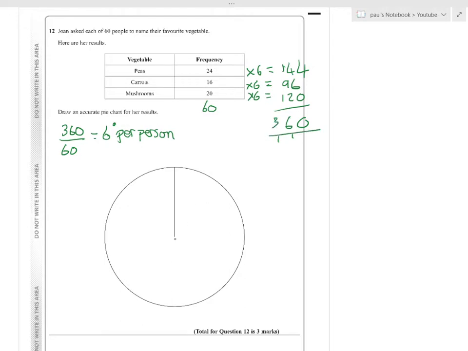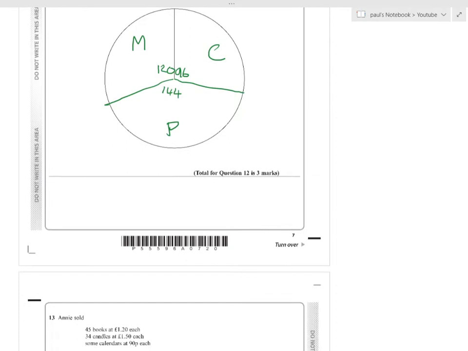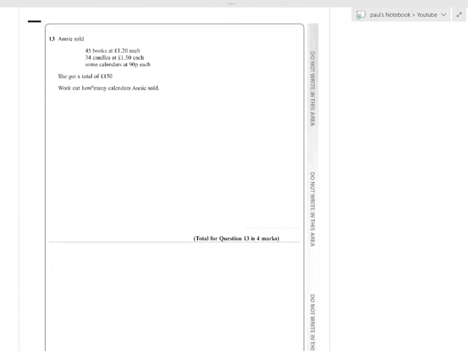So I can't do this very accurately, but I'm just going to guess. I'm going to go 96 is going to be the carrots, 144 is going to be the peas, and 120 it will be the mushrooms. Everybody likes peas.